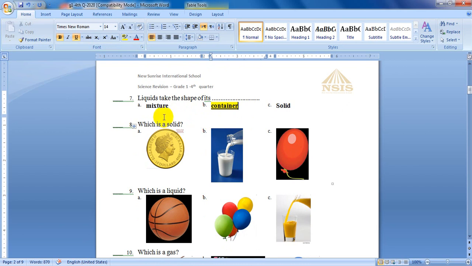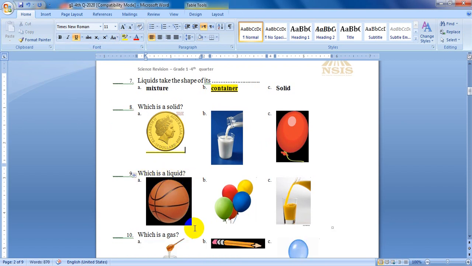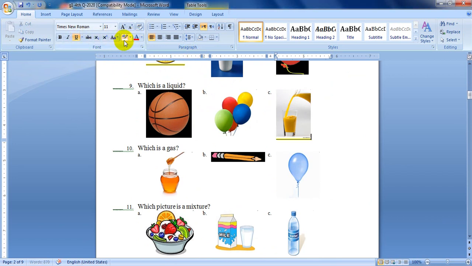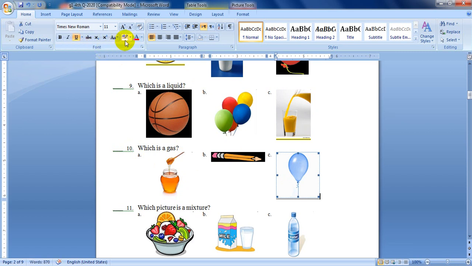Number 8. Which is a solid? The coin, milk, or balloon? It will be the coin. 9. Which is a liquid? Which one do you think? Yeah, of course it will be letter C, the juice. It's a liquid. What about number 10, which is a gas? Honey, pencil, or the air inside the balloon? Yeah, we solved this one many times. It will be letter C, the air inside the balloon.